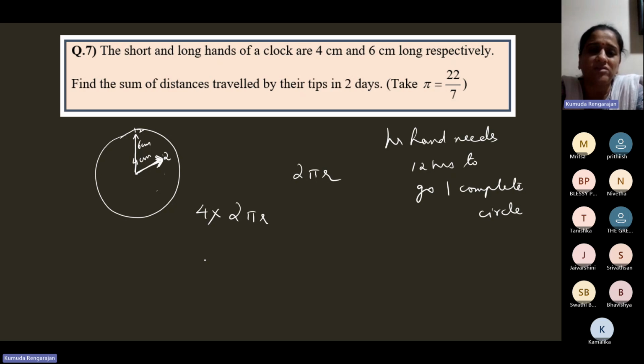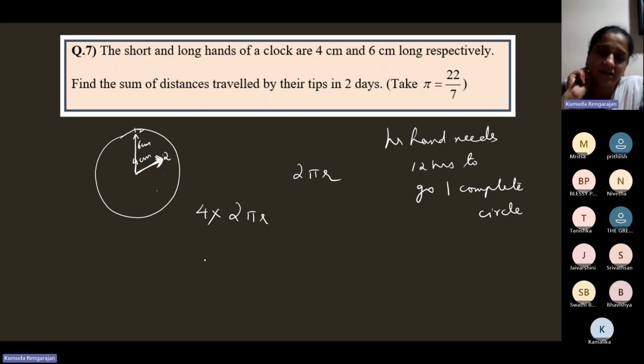So how many 12 hours in 2 days? 1 day, 24 hours. 2 days, 48 hours. So how many 12 hours? 4 twelve-hours. So 4 circles it will trace in 2 days. So 4 into 2 pi r is the distance covered by the tip of the hour hand in 2 days.